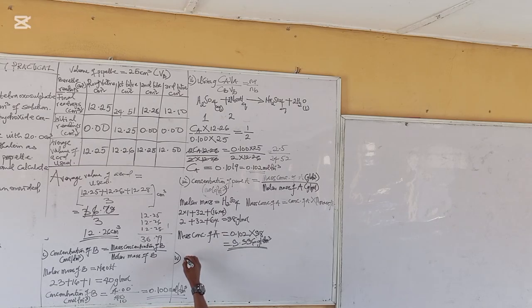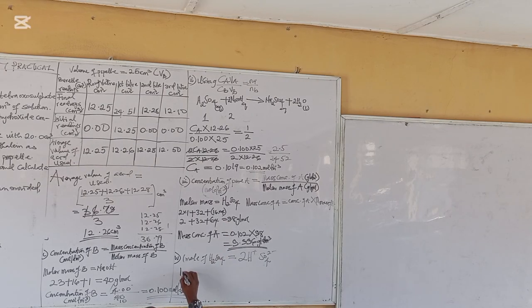We now said that 1 mole of H2SO4 will give us what? 2 hydrogen ions and 1 SO4 2 minus. So there are two hydrogens in it. From here, once we have the two hydrogens, we already have the concentration of A, which is 0.102.